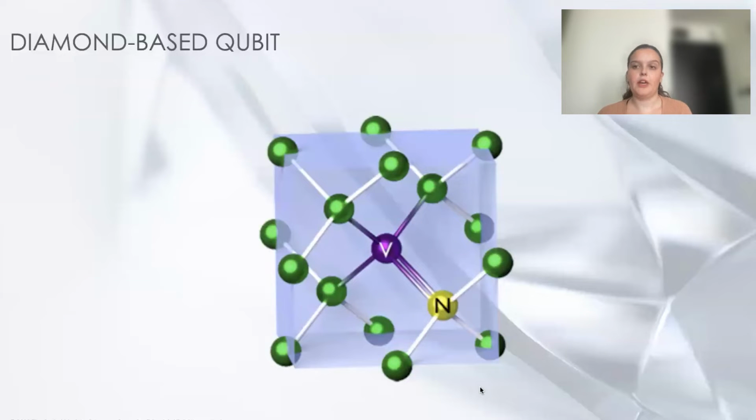So diamond-based qubit, it's very strong. There's a visible emission, and we have long coherence times. So it's definitely an interesting type of qubit, especially when we consider the use cases today.